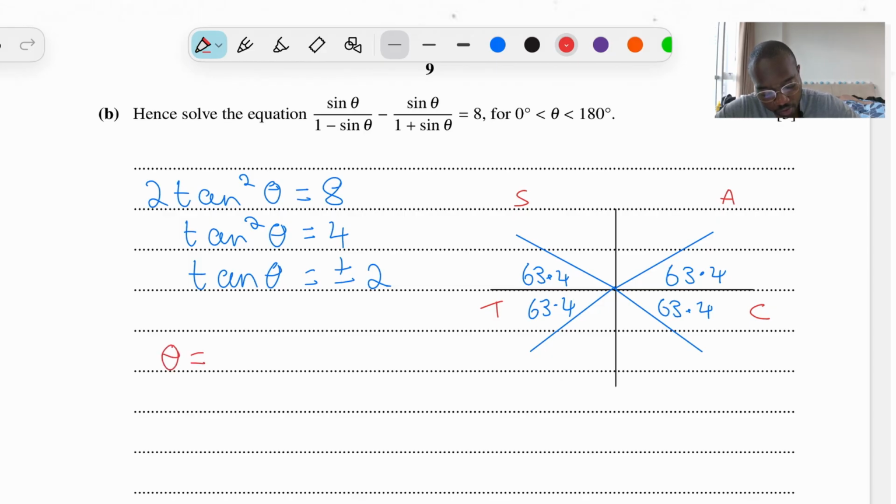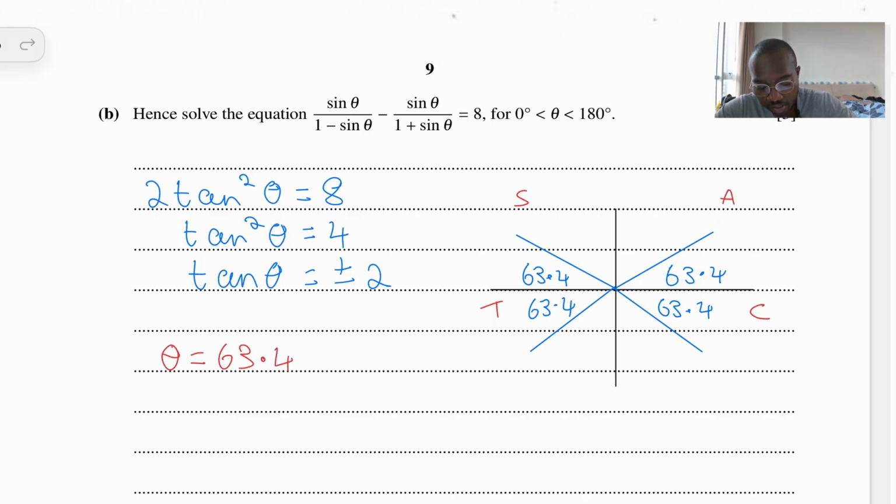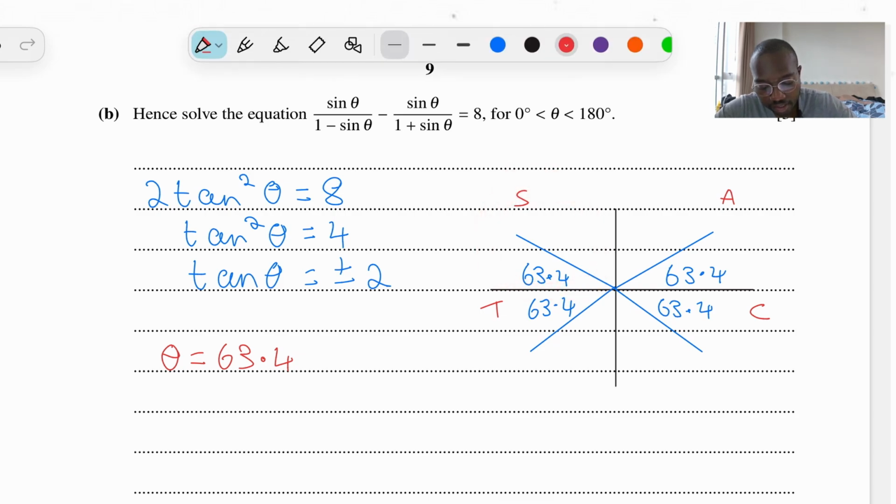So the first one will just be the 63.4. And the second one would be in the sine quadrant, this one here, okay? And that would be 180 minus 63.4. And if you work that out to one decimal place, that will be 116.6 degrees. Okay, so 63.4 and 116.6.